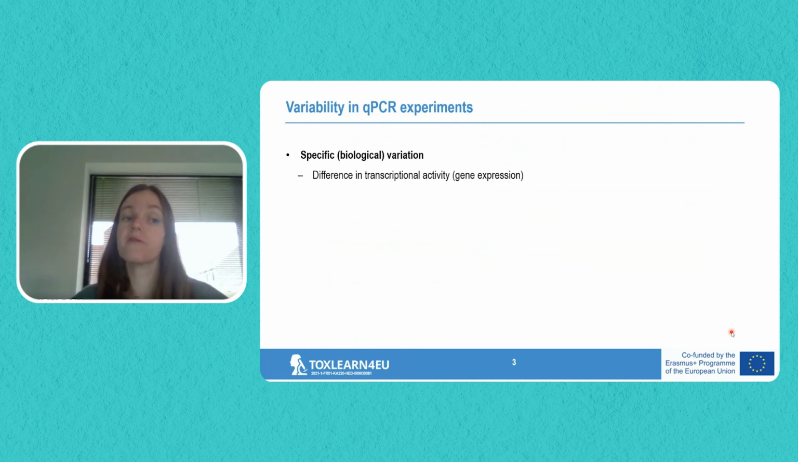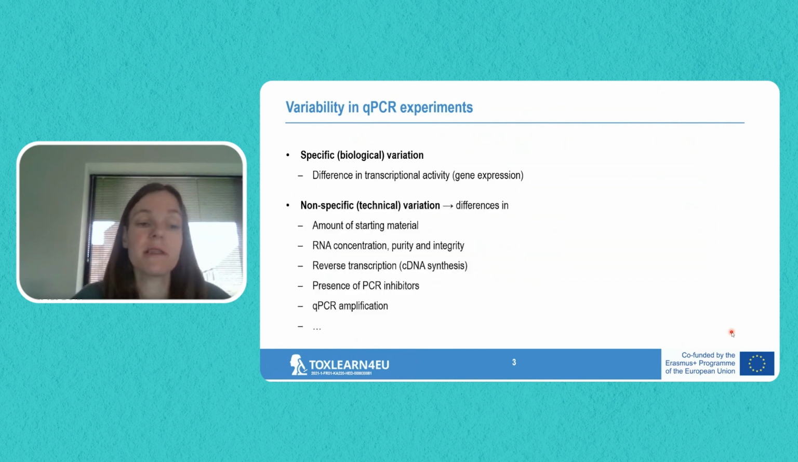Well, because there is a lot of variability in qPCR experiments. First of all, you have the specific or biological variation. And this means that there are differences in transcriptional activity between different conditions or different samples. So these are actual differences in gene expression. And this is what we're interested in. So we want to know whether the expression of a certain gene that we're interested in, we call this our gene of interest, whether the expression of this gene differs between different samples.